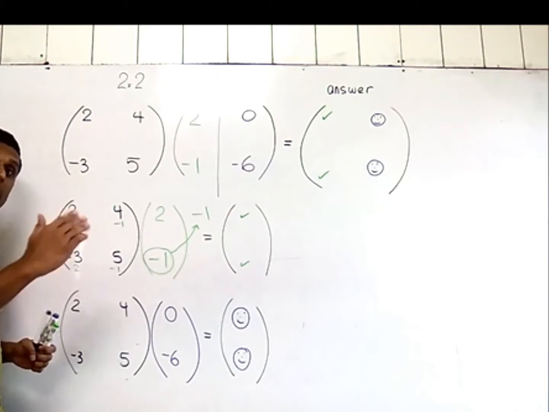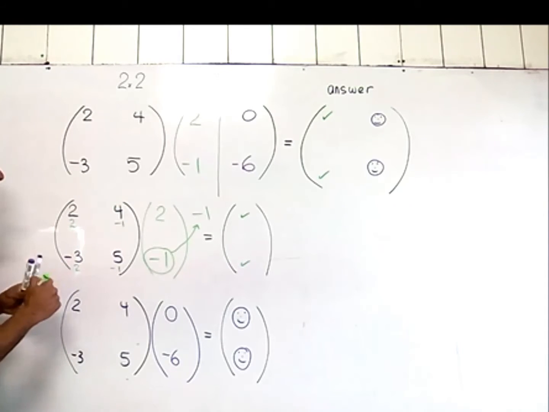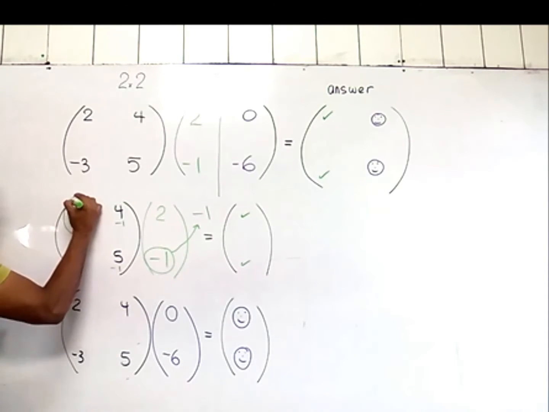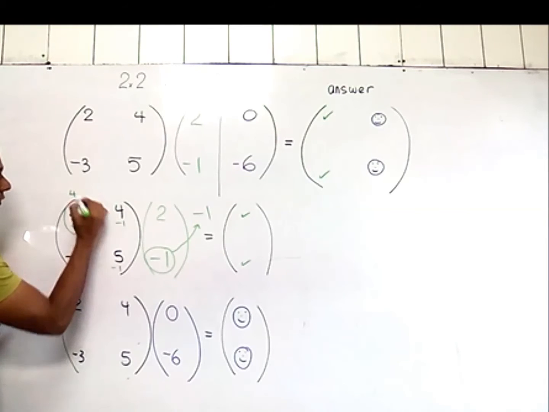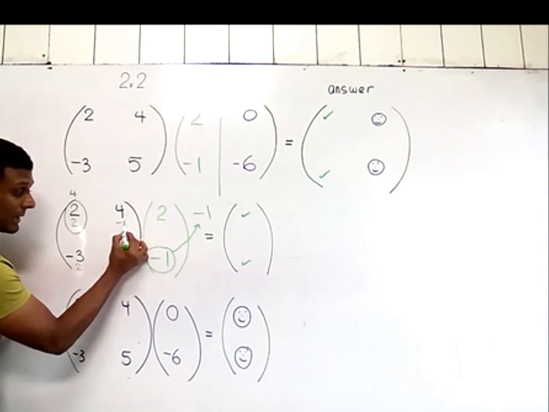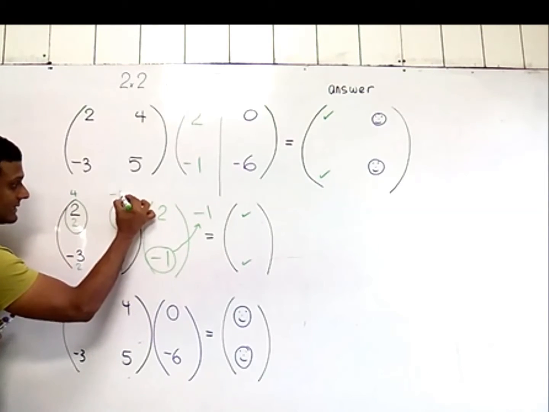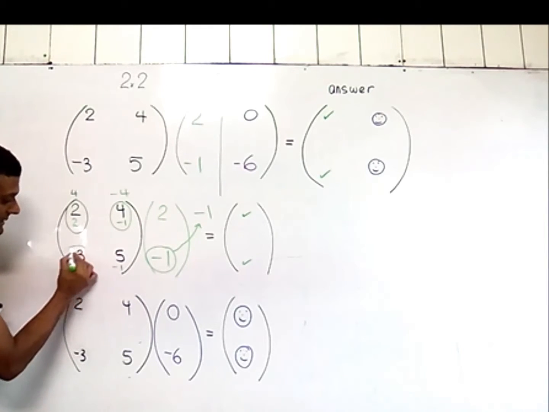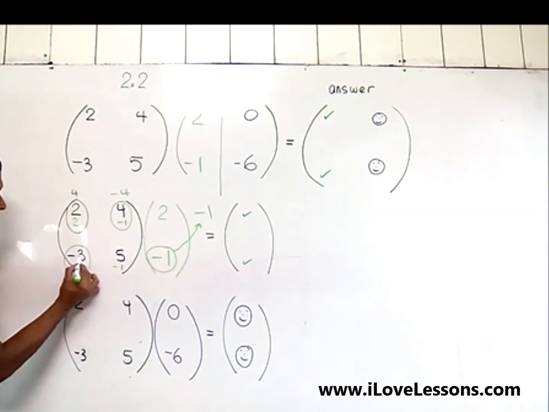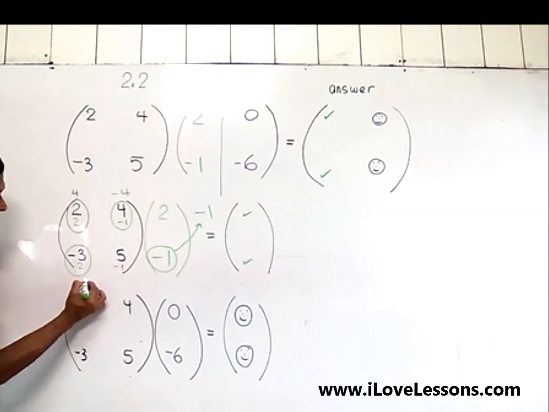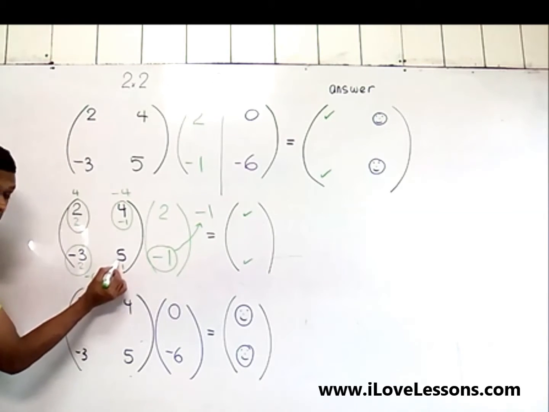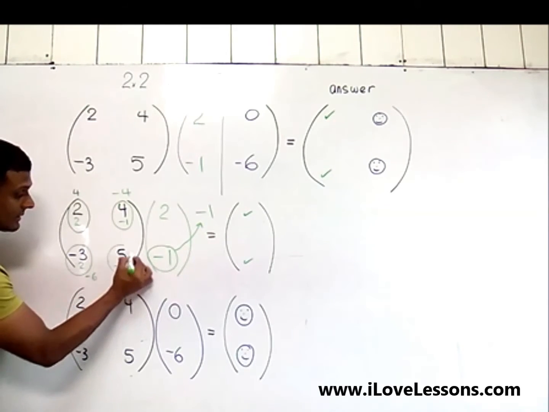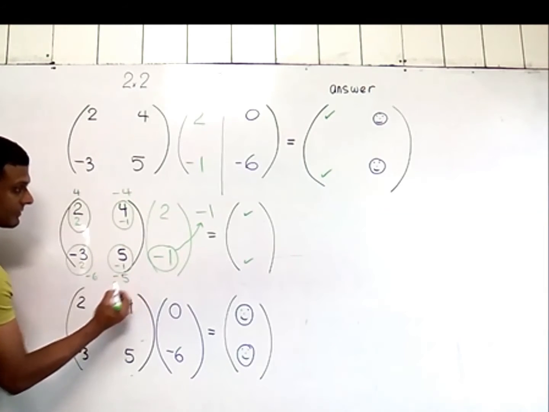Now just like in the last video, we'll multiply each pair. So 2 by 2 is 4. 4 multiplied by minus 1 is minus 4. Now multiply these 2 here. Minus 3 multiplied by 2 is minus 6. And 5 by minus 1 is minus 5.